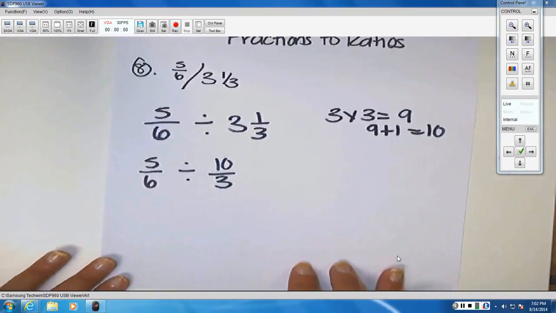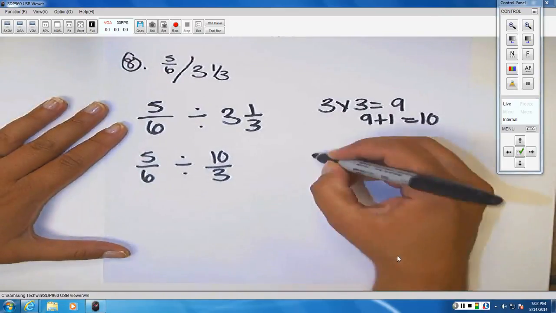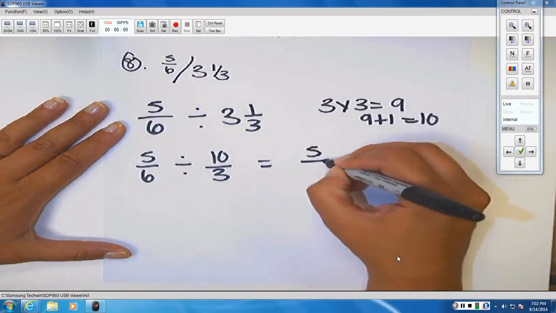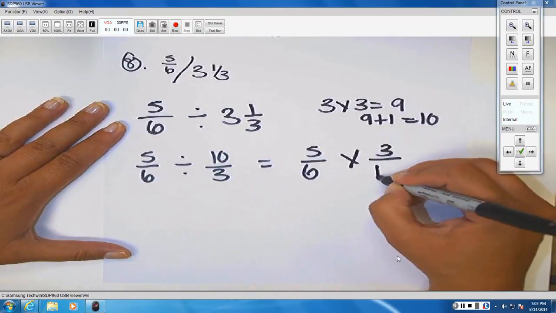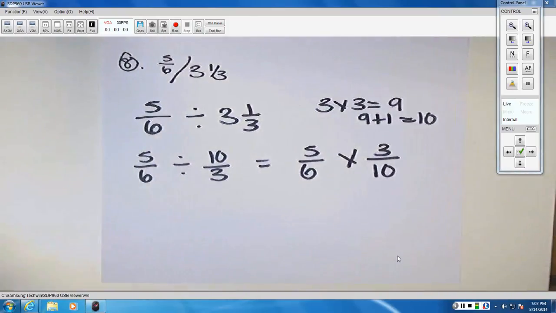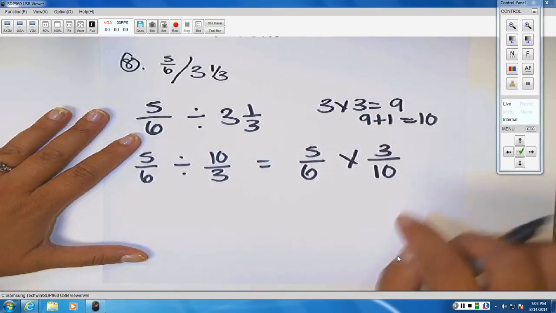Okay? So we learned when we did fractions that anytime you're supposed to divide fractions, if you just flip that second fraction, then you can multiply straight across. So let's do that. Let's turn this into 5/6 times 3/10. And I look here and I know that I can reduce. Before I do my multiplication, I want to reduce really quick. So I know 3 and 6, I can cross some of those out.